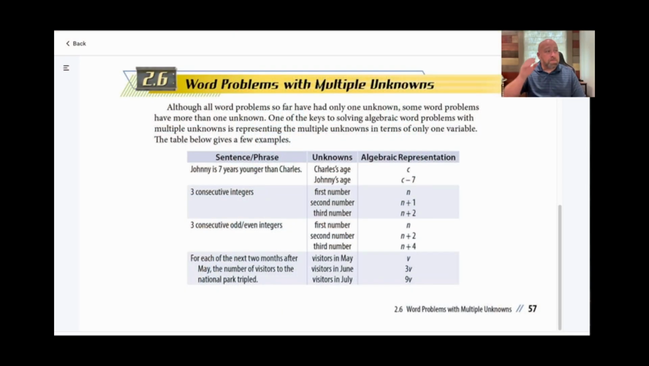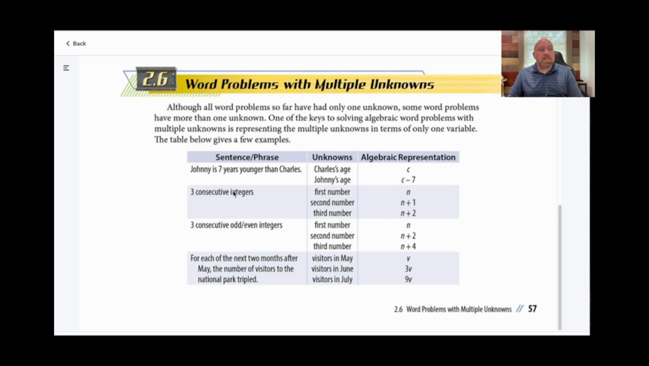So get out of your mind, oh, I could just do an X and a Y, or I could do an A and a B. That's not going to work for these. So let's go ahead and jump over to the book. Look at page number 57 with me. All right, so the first thing that you should see here is this chart right on this page. And you're going to see all kinds of different sentences or phrases. Then we're going to look at what are the unknowns, and then we're going to say, how would we represent those in algebra?